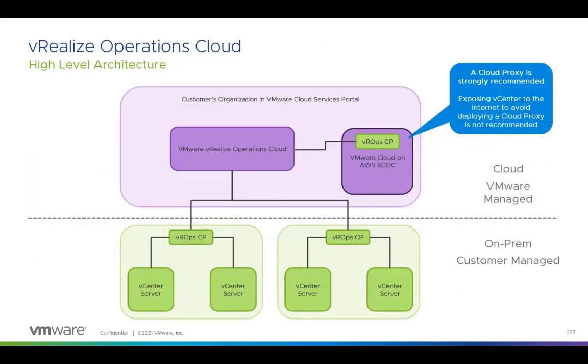For vRealize Operations Cloud, this is the high-level architecture. We'll spend a little more time talking about vRealize Operations Cloud later in this module. But you can see here there are references to a vRealize Operations CP or cloud proxy called out by that little blue bubble there. So the cloud proxy is deployed in each of the customer's SDDCs or data centers to collect information from them and push that information into vRealize Operations Cloud. So you can see that we employ the cloud proxy for both on-premises and VMware Cloud on AWS SDDCs.